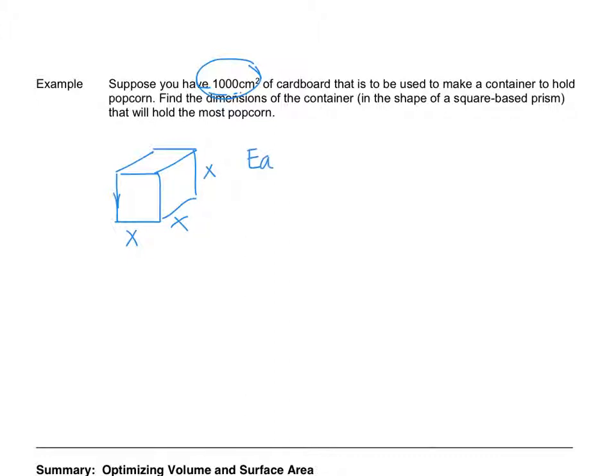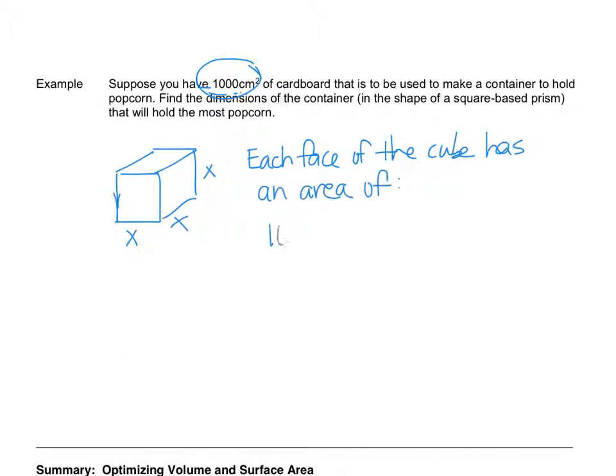So that means that each face of the cube has an area of 1,000 divided by 6 square centimeters. There are 6 faces on a cube, so if the total surface area is 1,000, then each face of the cube, here's one of them, would have 1/6 of that area, if that makes sense. So that would be 166.7 square centimeters. That will help us find x, because remember the dimensions of this square are x times x.